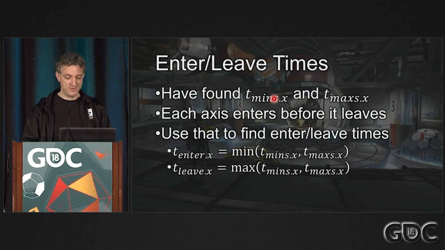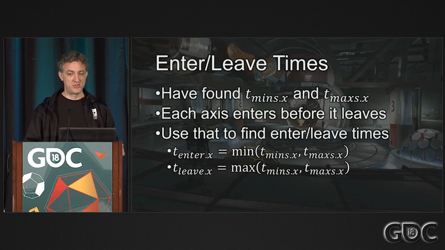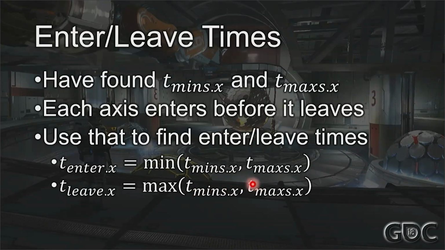So we found that when you hit the mins and maxes for each axis, it's true that on an axis you always hit the enter before you leave. It's only when you combine axes that you can leave before you enter. So we use that to trivially find the enter and leave times. We just take the min of the 2 times we found and the max of the 2 times we found to find the enter and leave times.